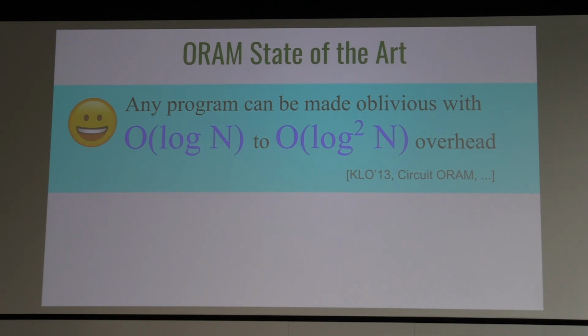Of course, so ORAM is this very amazing building block. And ever since Goldreich and Ostrovsky, there has been a lot of progress in this area. If you look at the state of the art in this area, recent works have shown that any program can be made oblivious with, roughly speaking, logarithmic to log squared overhead. And this means that the oblivious counterpart runs logarithmically or log squared times slower than the non-private baseline. Okay. And not only do we have these non-trivial asymptotics, in fact, these recent algorithms have become extremely simple, and they're so simple you can actually implement them in hardware.